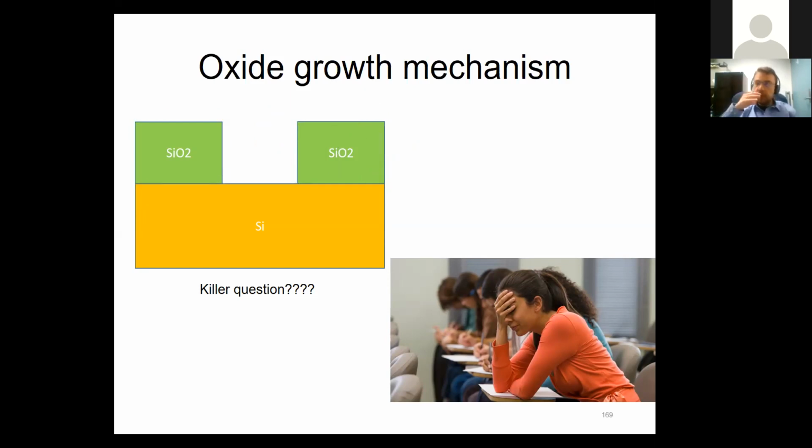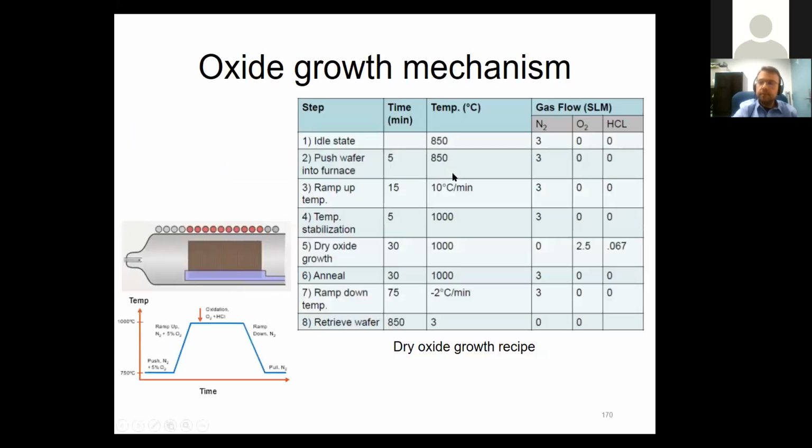I want you to understand that first, we are consuming the silicon. The second is it's going to be different. The oxidation rates will be different if you already have silicon dioxide. So this is showing you the recipe of an oxidation process, a standard oxidation process. I'm sure you've gone through a similar examination.